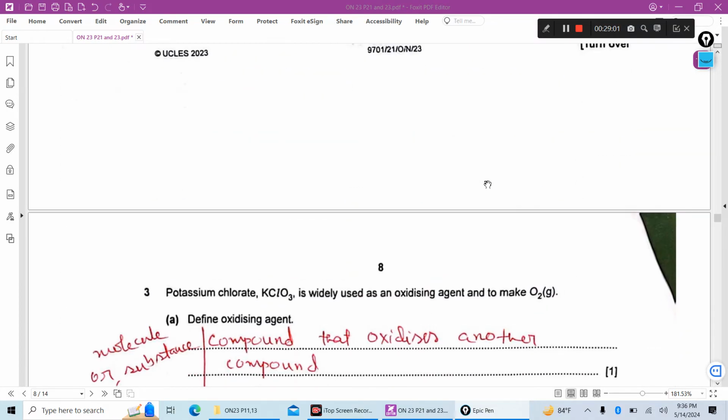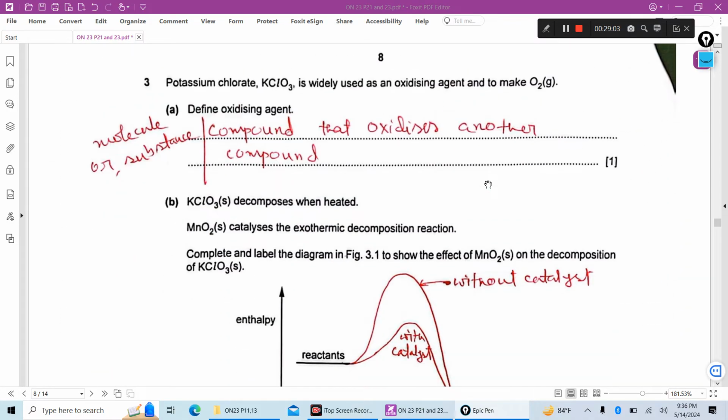Now next, number 3. Potassium chlorate, KClO3, is widely used as an oxidizing agent and to make oxygen. Define oxidizing agent. A compound that oxidizes another substance is known as an oxidizing agent.